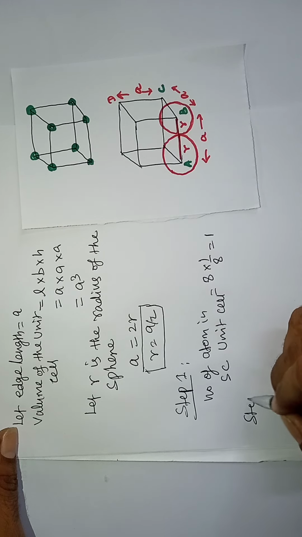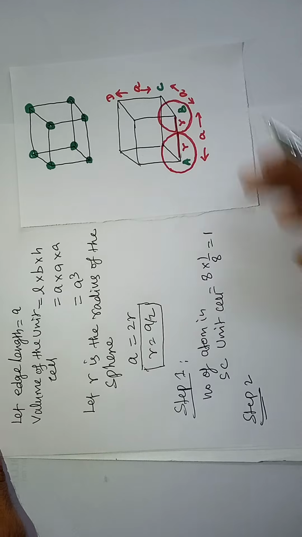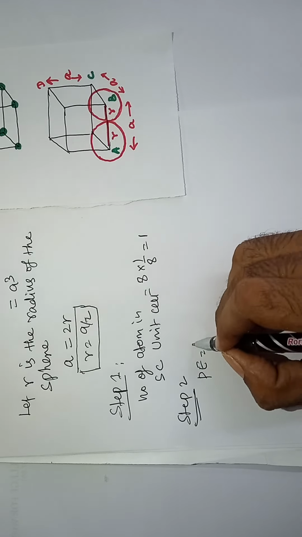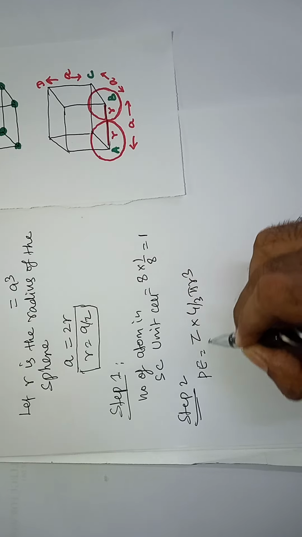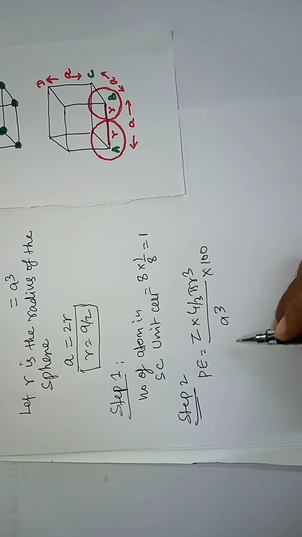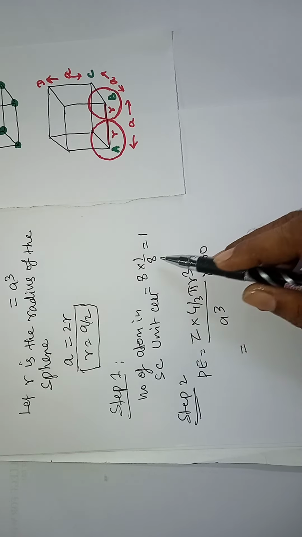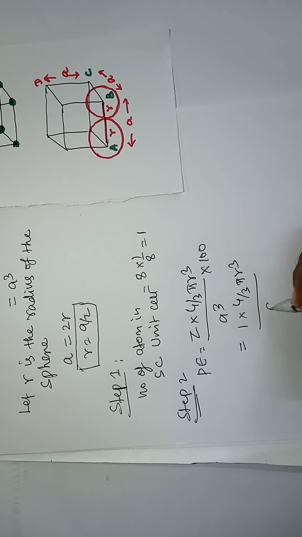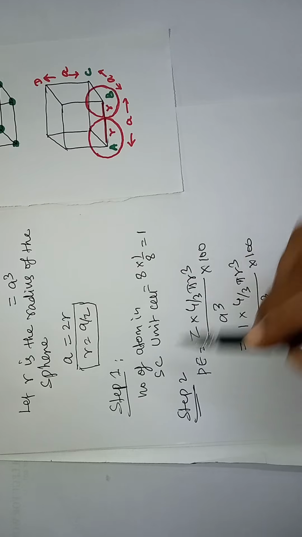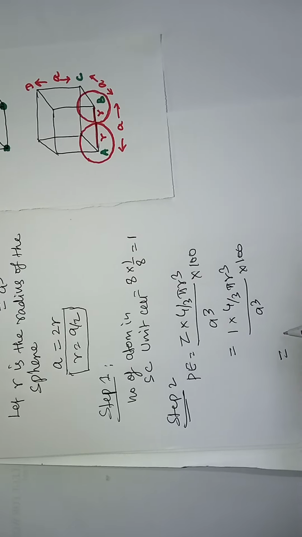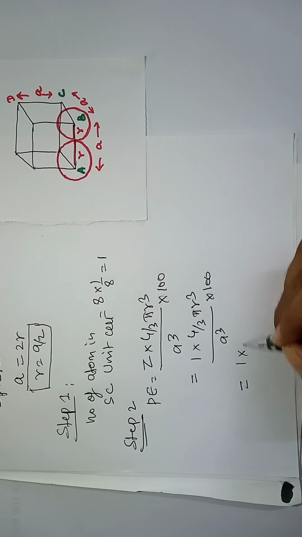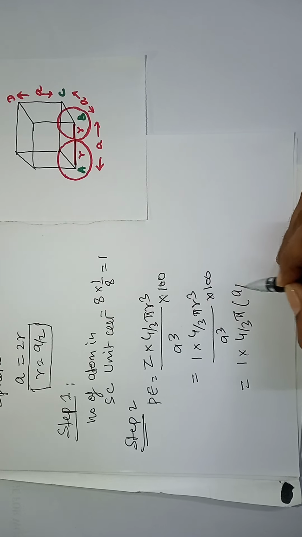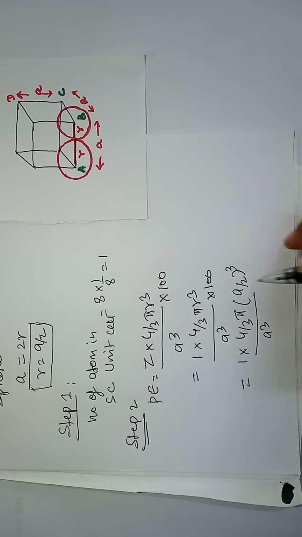Step 2, we calculate the packing efficiency. We know the formula for packing efficiency is equal to Z into 4 by 3 pi r cube divided by a cube, into 100. Here the number of atoms for the simple cubic unit cell is 1, so 1 into 4 by 3 pi r cube divided by a cube into 100. We substitute the value of r, so 1 into 4 by 3 pi, into (a by 2) whole cube, divided by a cube, into 100.